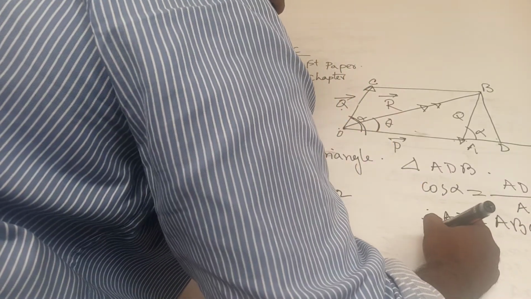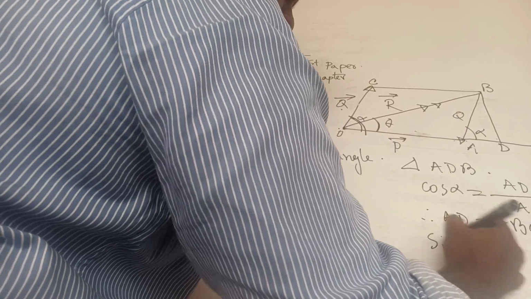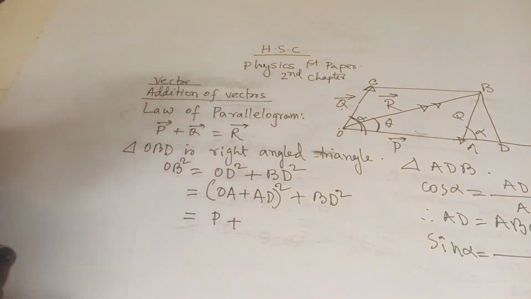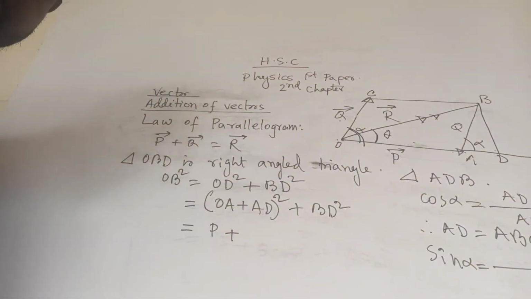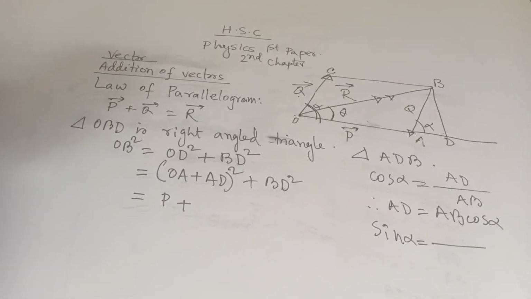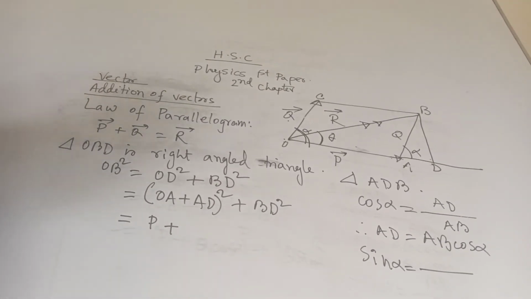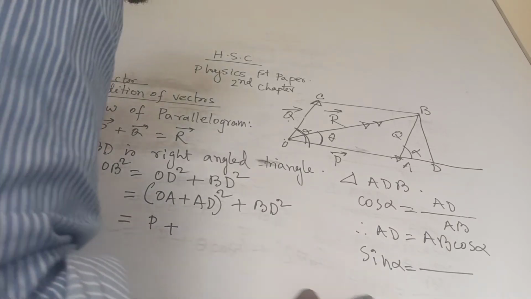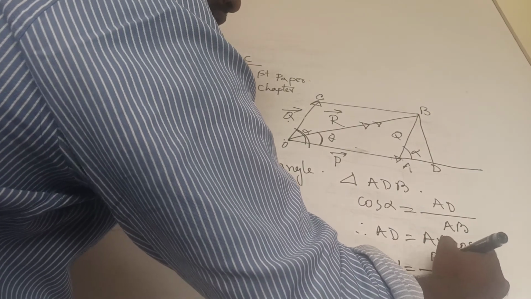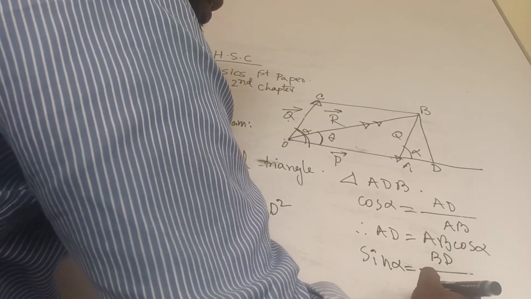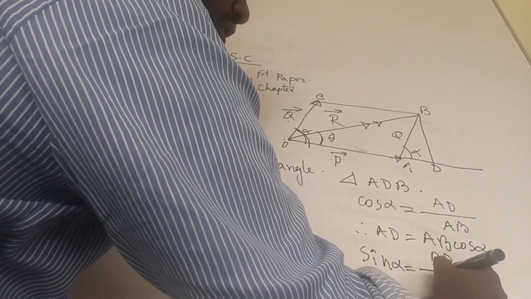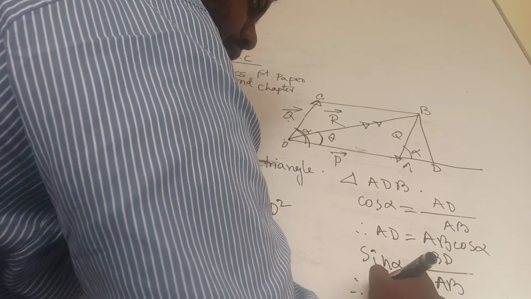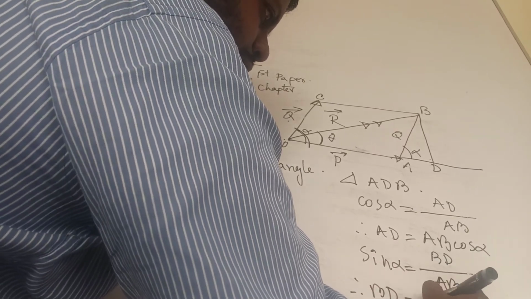In the same process, sin alpha. Sin alpha is equal to what? This is equal to BD by AB. So BD is equal to what? BD is equal to AB sin alpha.